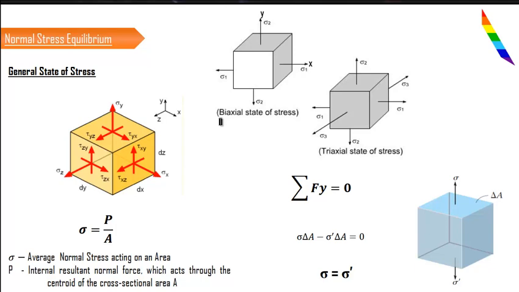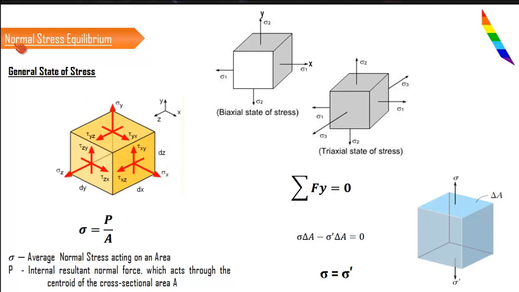In this session, we will be discussing in detail the three-dimensional state, and following this session, we will be discussing the two-dimensional state: how the assumptions are made, how we are idealizing the system into a two-dimensional state, all those things. This is called the general state of stress, and the stresses which are acting perpendicular to the surfaces are called the normal stress.